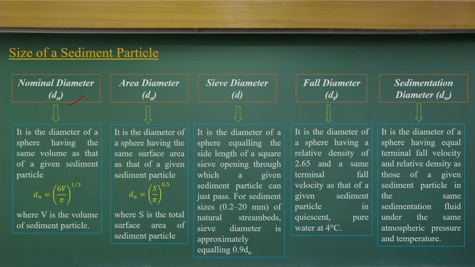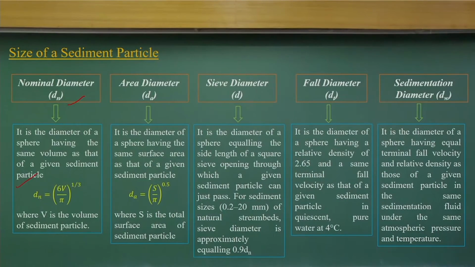You take a sediment particle and consider it as an equivalent sphere. What could be the diameter? That is the nominal diameter. That means you take a sediment particle, which can be very fine or a gravel, and you make it equivalent to a sphere. If it is an equivalent sphere, what could be the diameter? That is the nominal diameter.